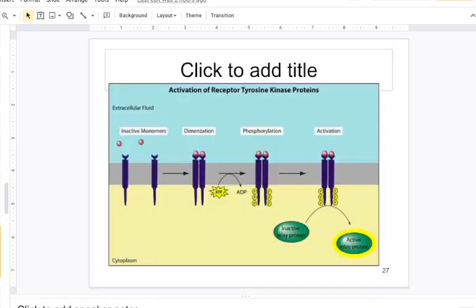So here is the activation of the receptor tyrosine kinase proteins animation. So you have inactive monomers, and then after they bind to their receptor, they dimerize. So dimerization occurs when these two receptors basically form a dimer or come together. After dimerization, we can have ATP become ADP and phosphorylate these protein kinase receptors. And that is going to therefore activate certain proteins through these protein kinase receptor complexes. So the monomers bound to the protein kinases plus dimerization plus ATP is going to have the ability to activate these relay proteins within the intracellular space.